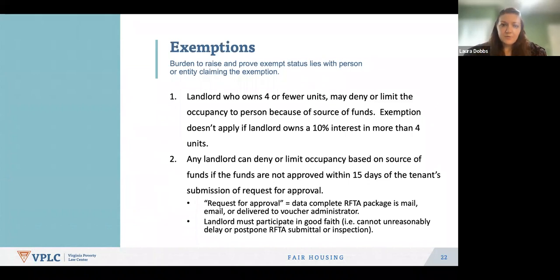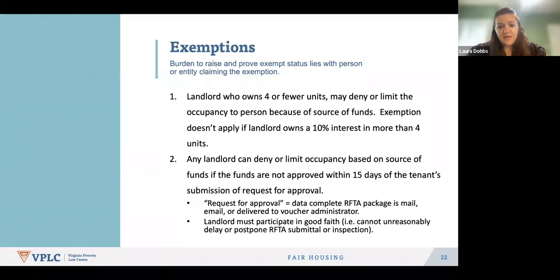What happens typically with any sort of voucher is once they get initial approval, the housing authority will do an inspection of the unit. And if that inspection isn't completed and they don't have final approval of the unit within 15 days, then the landlord can back out and refuse to rent to the tenant.